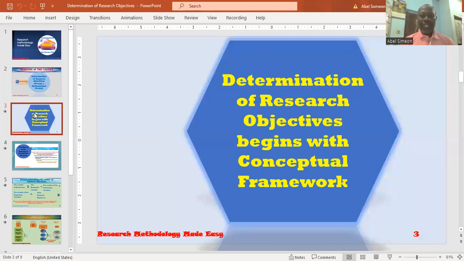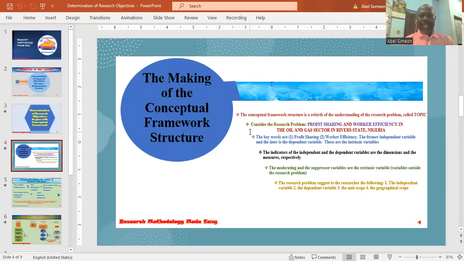But first and foremost, you need to understand what a conceptual framework is, because it is through the conceptual framework that you would be able to get the total number of research objectives. And what is this conceptual framework? The first thing to understand is that a conceptual framework is a rebut of the understanding of the research problem. Research problem here, I mean research topic. What your topic is, that is the research problem.